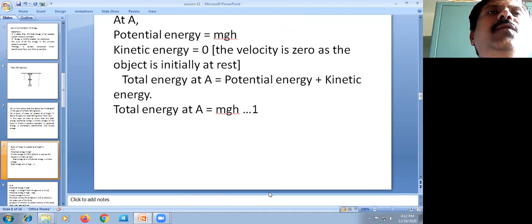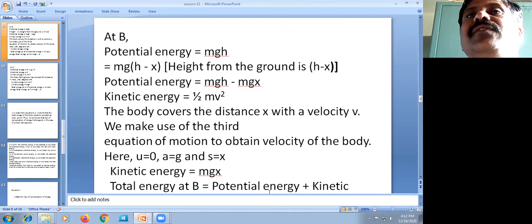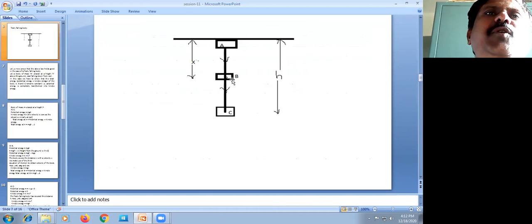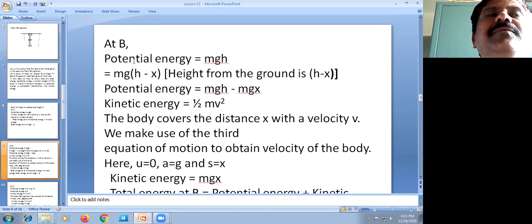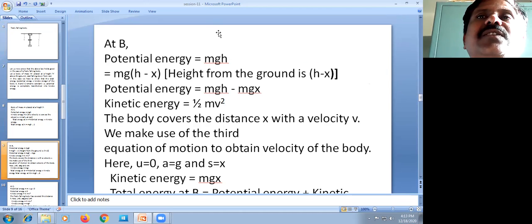Next, when the object is allowed to fall freely, consider it at point B. The distance moved by the object from A to B is x. Then the distance BC is h minus x. When the object is at point B, its height from the ground is h minus x, since it has been displaced through a distance x.